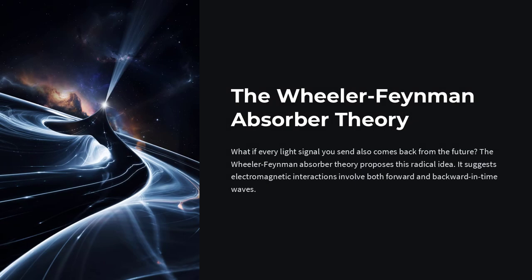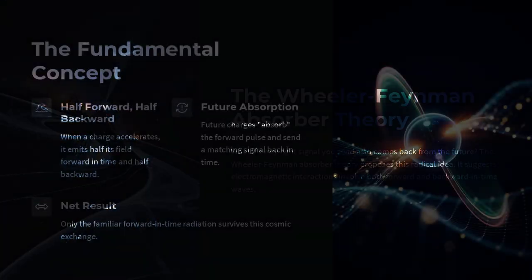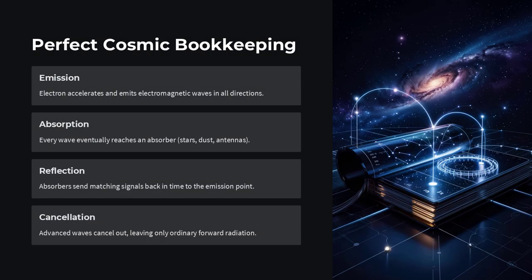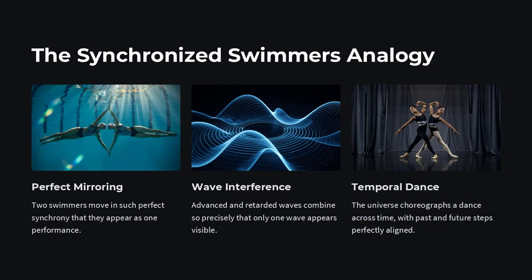What if every light signal you send also comes back from the future? That's the bold idea behind the Wheeler-Feynman Absorber Theory. Instead of an electron simply emitting a one-way pulse of light or radio, X-rays, etc., it partners with every future charge in the universe. When you accelerate an electron, it emits half its field forward in time and half backward.